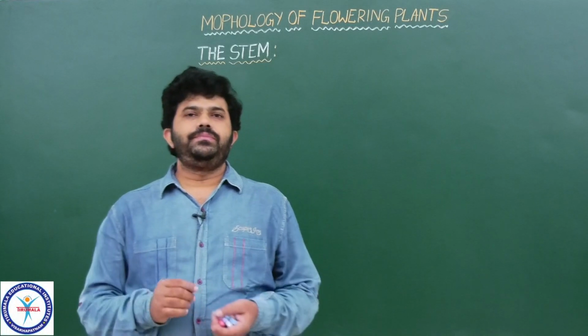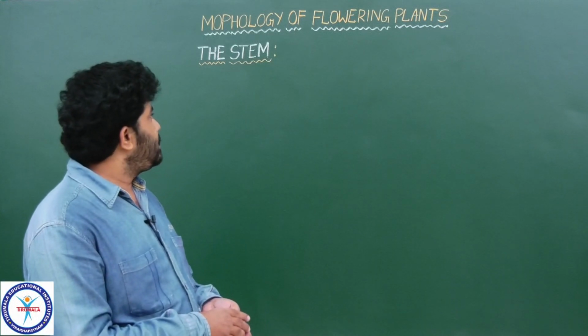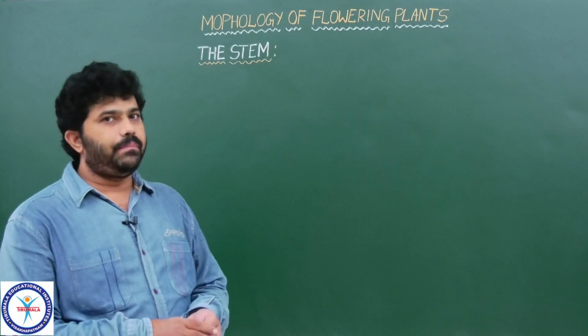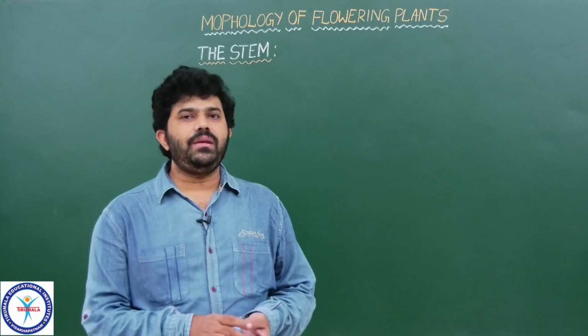This is the lesson, first year botany. The lesson is morphology of flowering plants. In that chapter is the stem. Lesson number 7, first year botany.